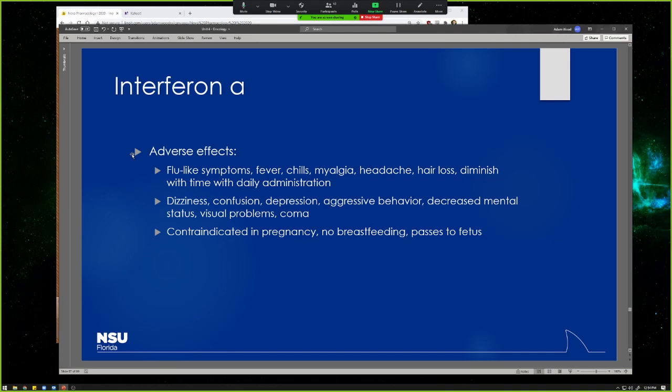A lot of black box warnings associated with this. Make sure that if they have depression, they are monitoring for that. Look for new onset depression and all of that. And certainly, like most of the drugs we're talking about here, not good for pregnancy either because it can pass to the fetus.